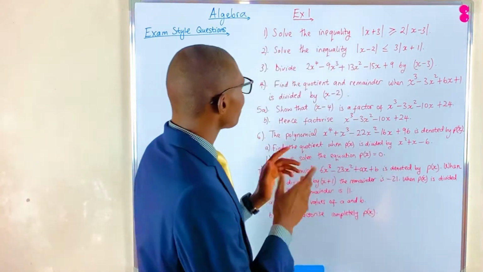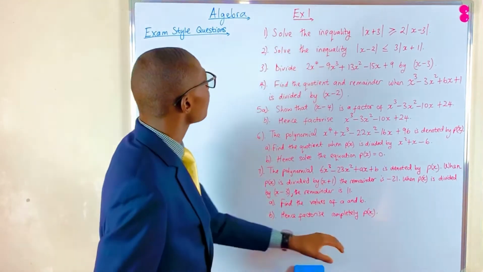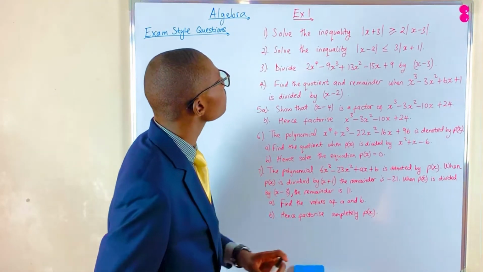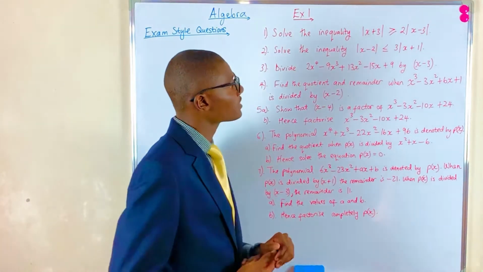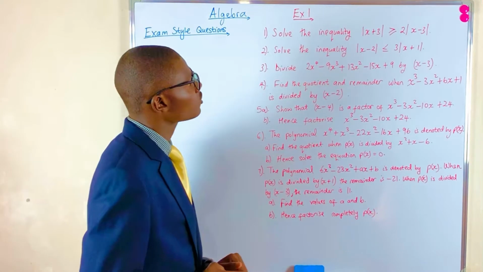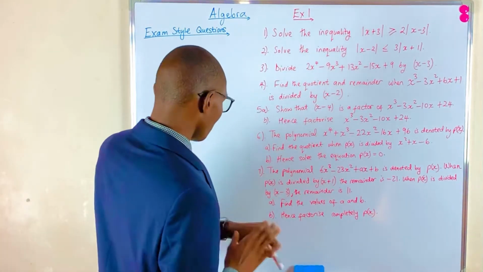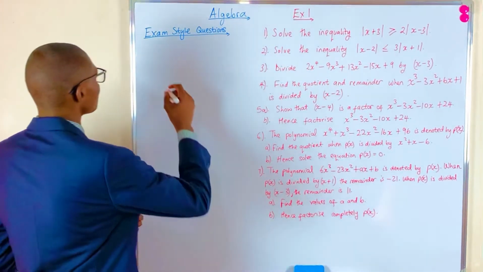So let's jump straight into it. Number one, it says solve the inequality: modulus of x plus 3 being greater than or equal to 2 times the modulus of x minus 3. So we're going to do this.